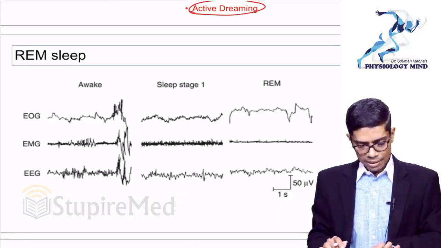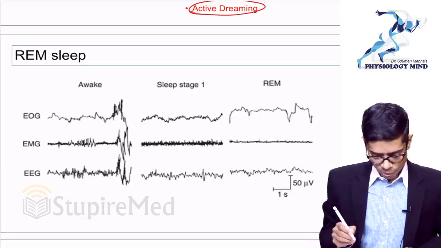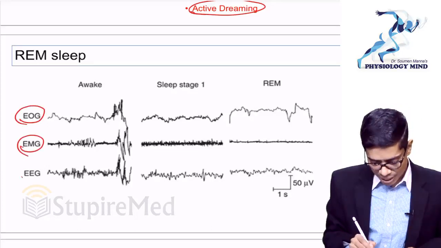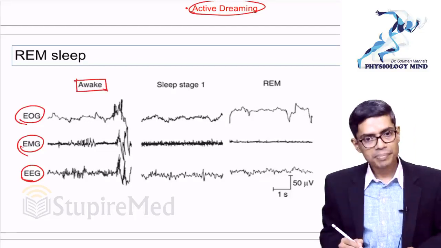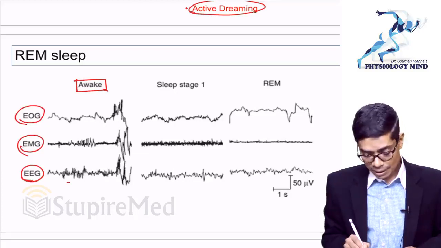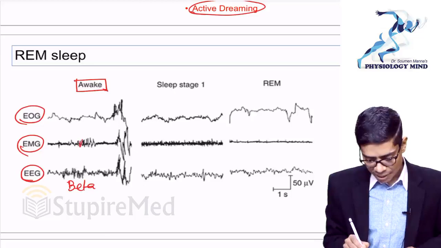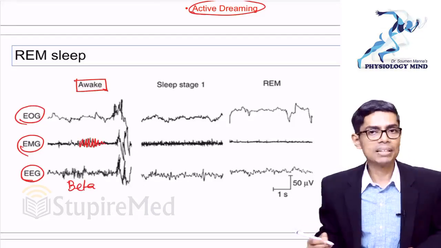Next, look at these images. Here I have given you three recordings: EOG, EMG and EEG. First, the awake state. What you are getting is the EEG recording. This is a kind of beta wave, and EMG activity is very, very high. That's why you are getting this kind of wave. And obviously your eye movement will continue.